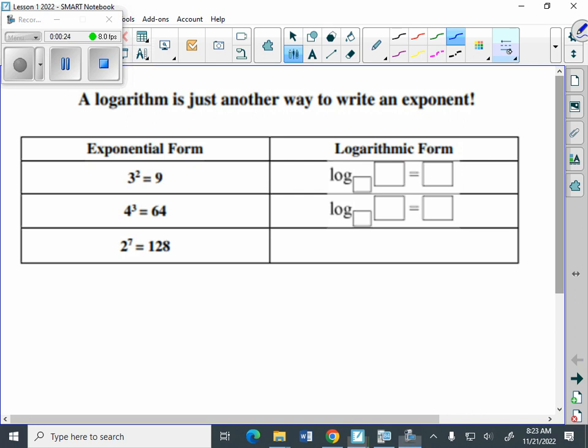We're given the exponential form, which we are very familiar with. And what we're going to do is convert it to a logarithm. And again, a logarithm is just another way of writing an exponent. So, in this particular case, when we take 3 squared equals 9 from the exponential form, the exponent is what the logarithm equals. So, in 3 squared equals 9, our exponent is 2. It's going to go in that spot.